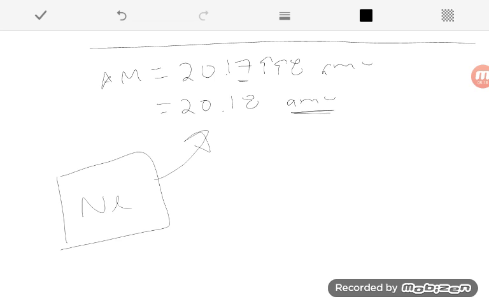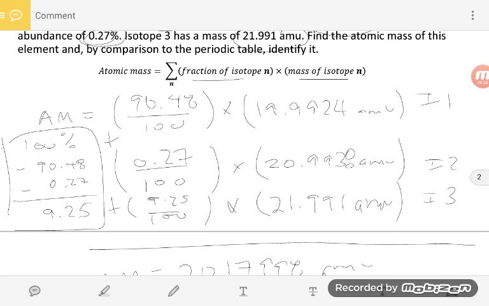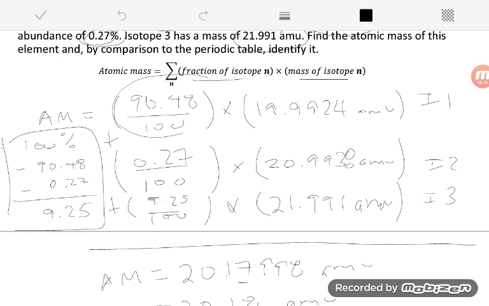If you get a number that's not close to anything on the periodic table, you probably made a calculation error somewhere up here, and you just need to go back and double check. But overall, these problems are really, really simple. You just do fraction times mass for all your isotopes, doesn't matter how many you have, and then add those guys up. That's it.